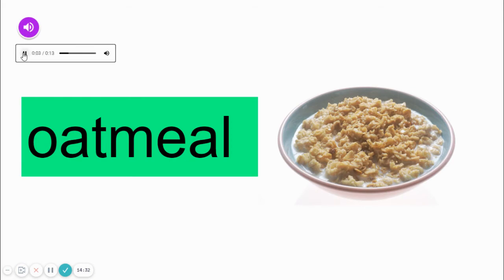Oatmeal. There is nothing better than starting your morning off right with a nice warm bowl of oatmeal.